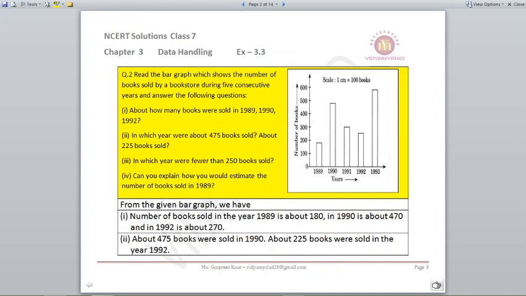Next, in which year were about 475 books sold? So you can see the lines of 400 and 500. You can check between 400 and 500. So it is somewhere in 1990. And asking about 225 books sold, you can see what is the number between 200 and 300. We can see that the year is 1992.